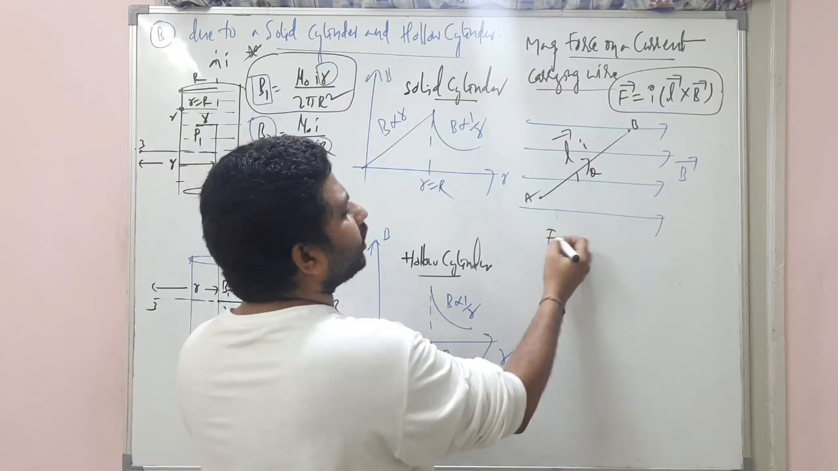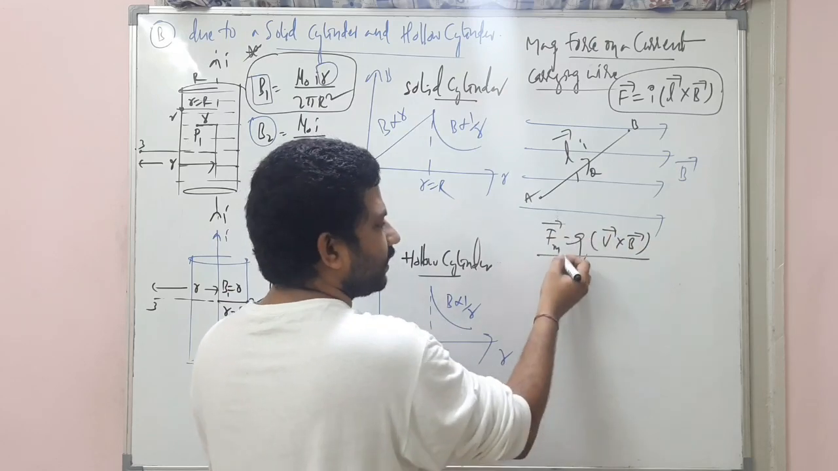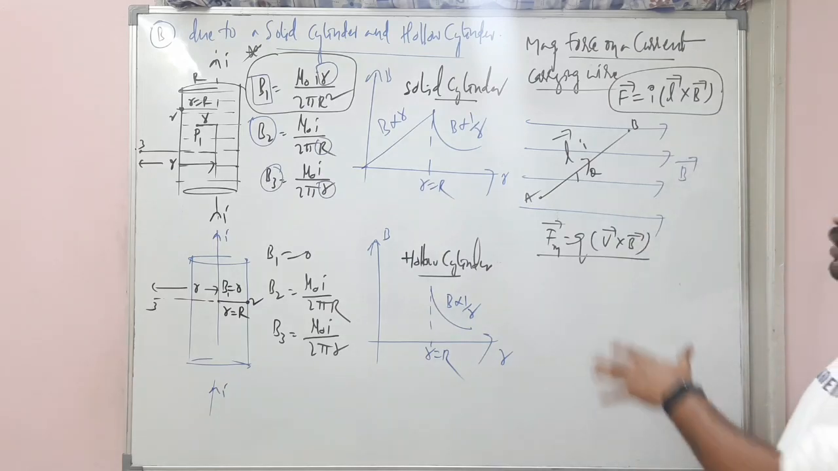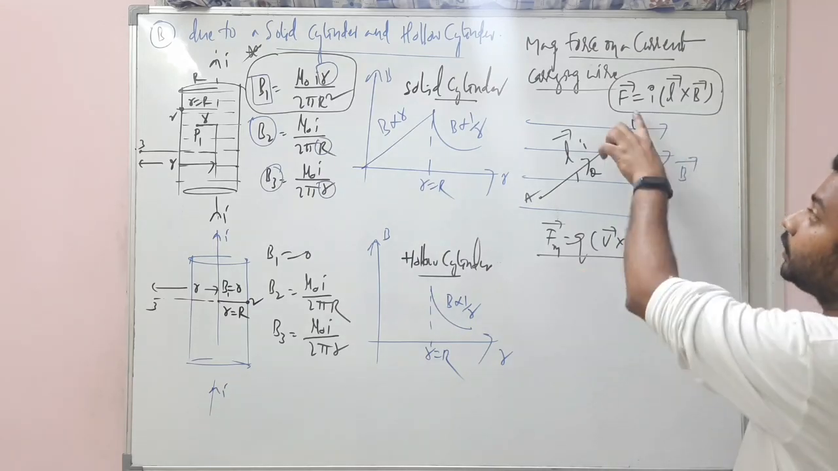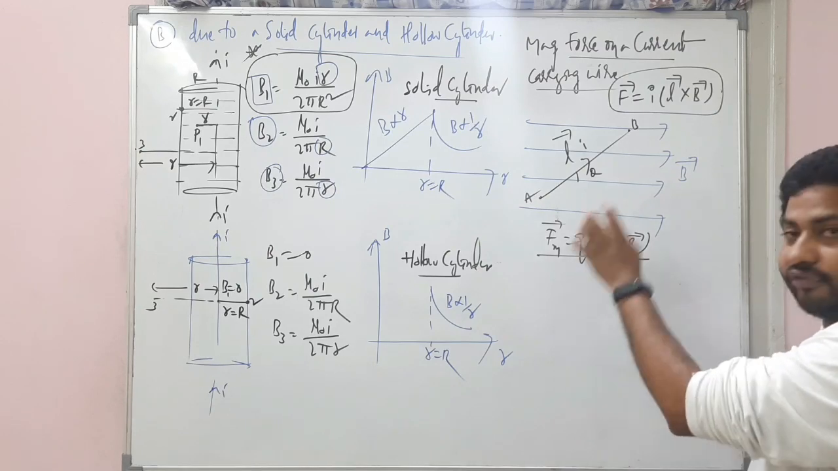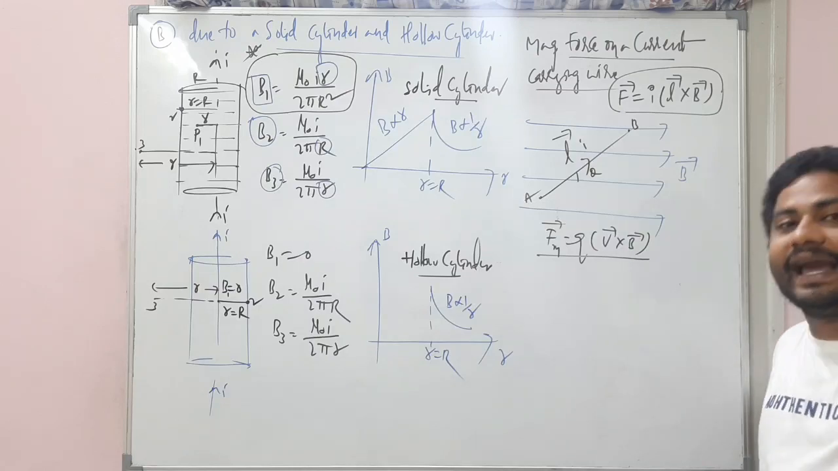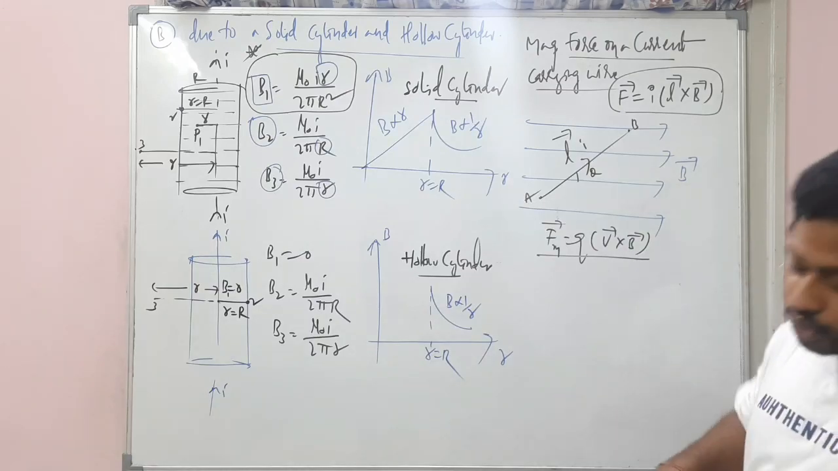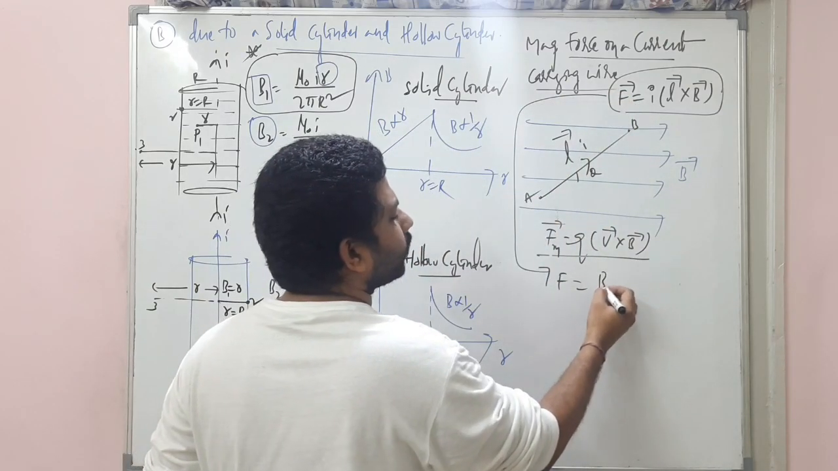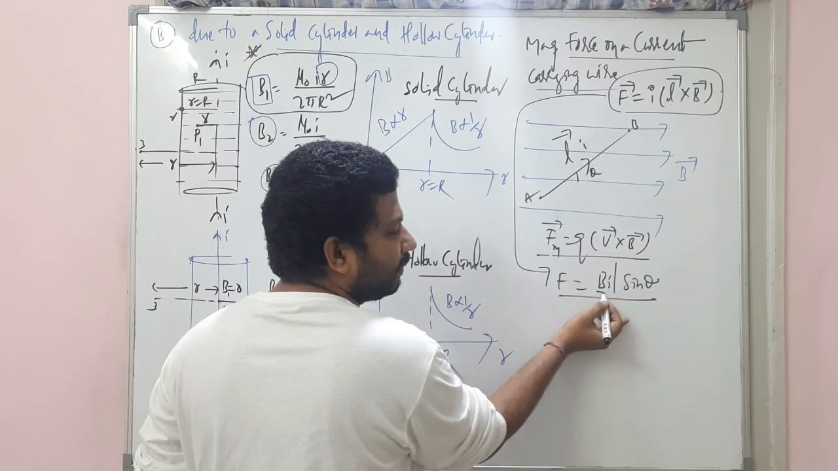And my dear students, you already know F is equal to Q into V bar cross B bar. So what is this? Force on a moving charge in a magnetic field. And this is what? Force on a current carrying wire in a magnetic field. Now when you expand this equation, you get F is equal to BIL sine theta, where theta is the angle between B and L.